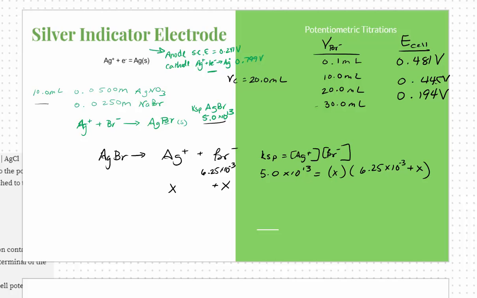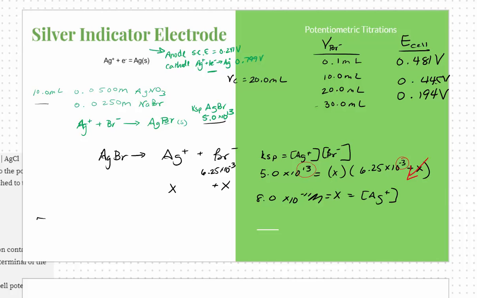Now this is one of those opportunities where you can simplify, and you can simplify because the initial concentration is more than 1,000 times different than the KSP. So as far as the KSP versus initial concentration is concerned, that X value is going to be insignificant. So we can solve this just by dividing 5.0 times 10 to the negative 13 by 6.25 times 10 to the negative 3rd. And I get an X value of 8.0 times 10 to the negative 11 molar. Now that X value is equal to the concentration of the silver ion.